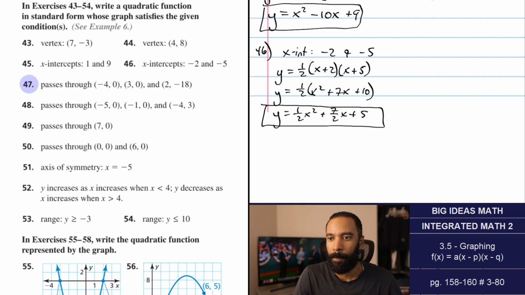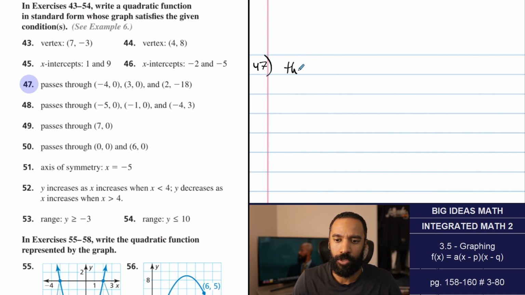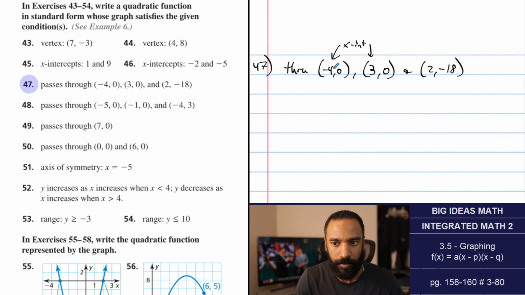Number 47. Now this time we are a little more hand-tied. Is that the word? Hand-tied? We're going to go through the points -4, 0, positive 3, 0, and 2, -18. This time we don't choose an a value because it's got to hit this point. It chooses for us. These are both x-intercepts, which means the same thing as it meant last time.